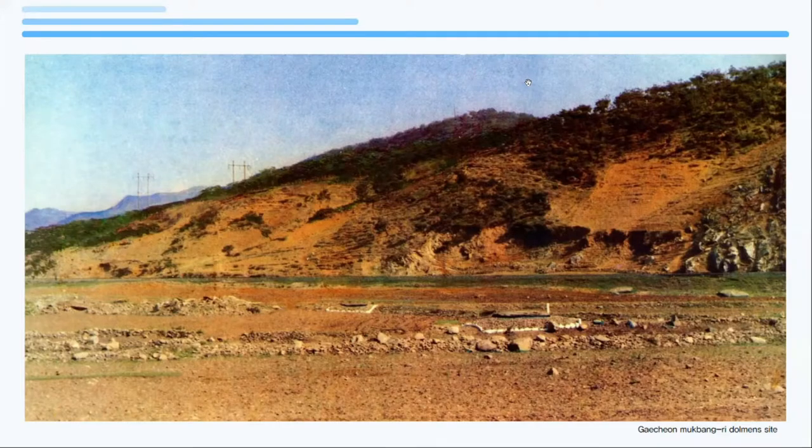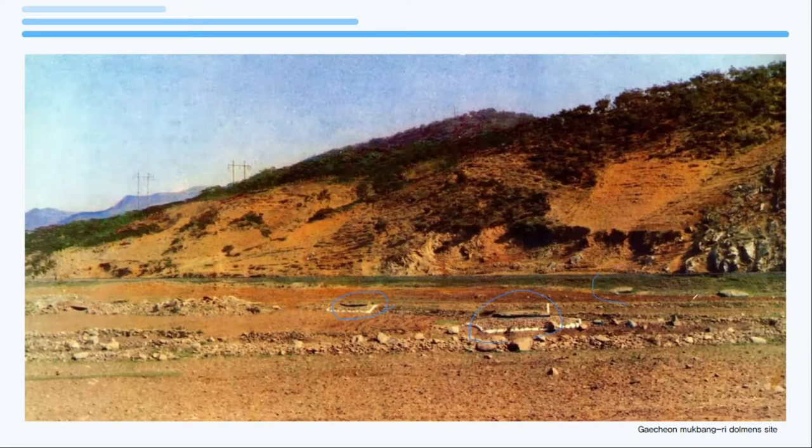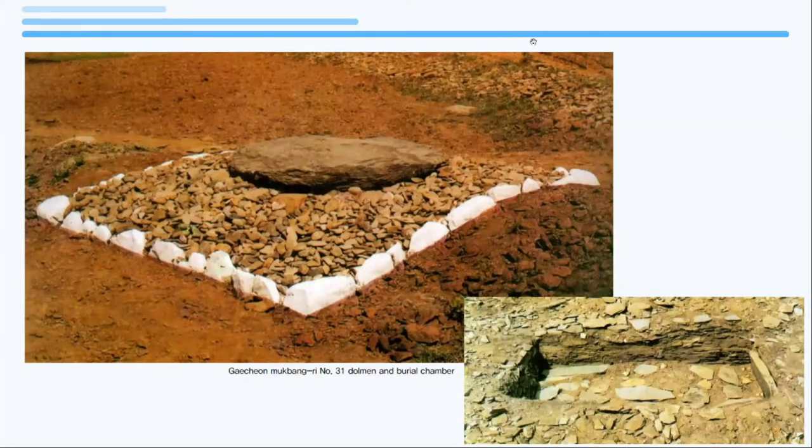Gaechun Mukbang, Mukbangni Dolmens Cycles. Dolmens. Cheongcheon Rivers. Gaechun Mukbangni number 61 dolmens and the prayer chambers. Prayer chambers.